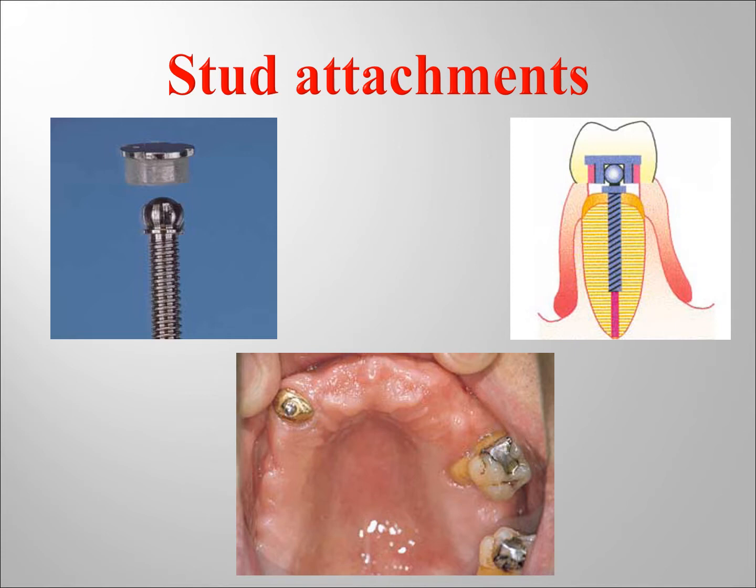A stud attachment is actually within the root of the tooth, mainly for root treated teeth. This is an example for a stud attachment. You can see in the picture below a stud attachment. You actually prepare the tooth after it has been endodontically treated, and you place an intraradicular attachment in here. It's a stud, and the prosthesis has the clip which clips on top of the stud. This is stud attachment, and it's kind of intracoronal precision.